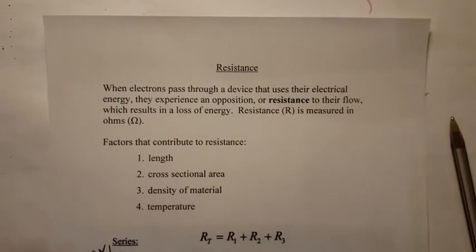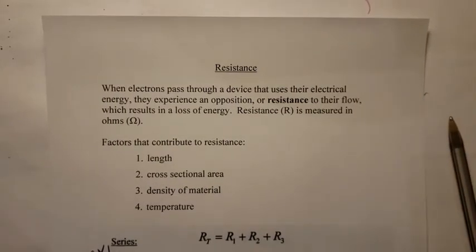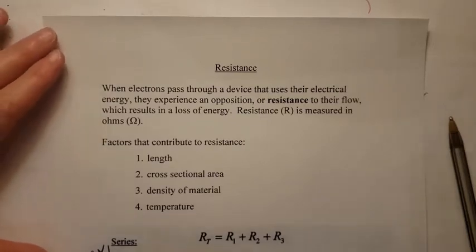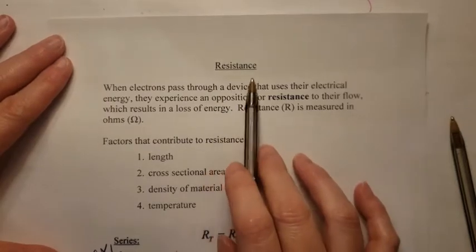So we've talked about voltage. Now the word for voltage is potential difference, and that's how much energy the electrons have. We've talked about current, and current is measuring how many electrons are passing a point every second. And the third thing we need to talk about is this thing called resistance.